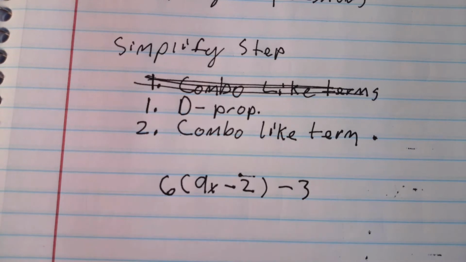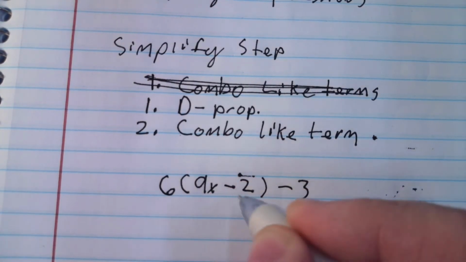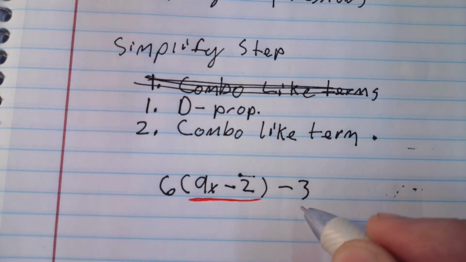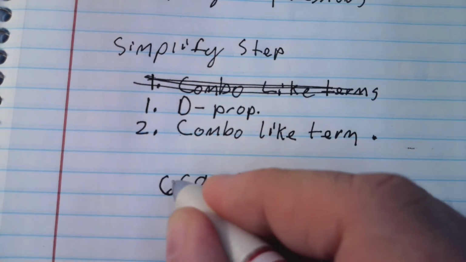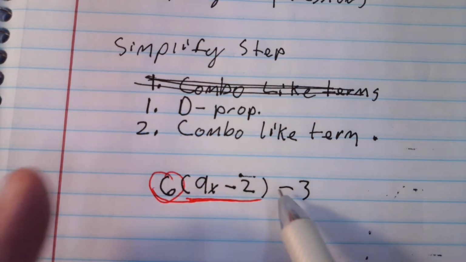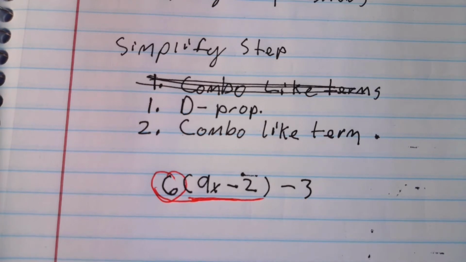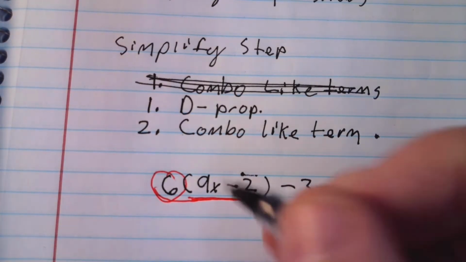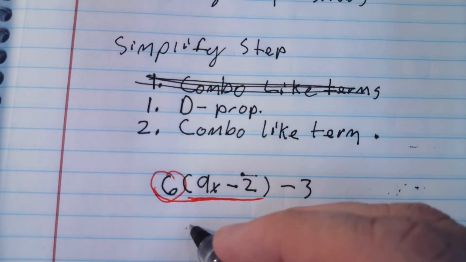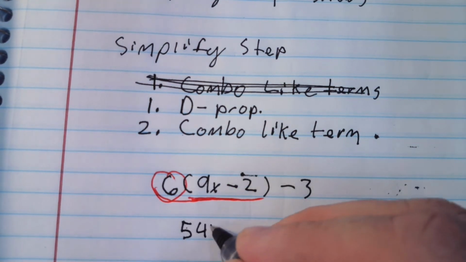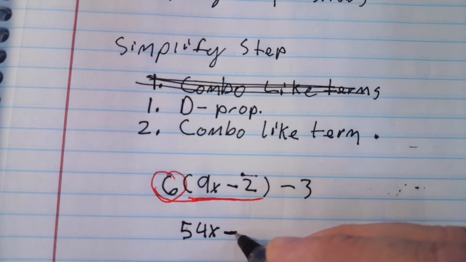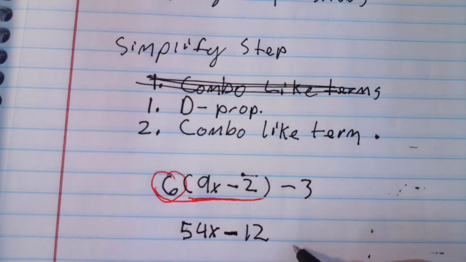So what I like to do is go, okay, this parentheses is right here. Who's going to go with this parentheses? Who's the distributive property? Well, it's going to be this guy. That's separate. So let's do one step at a time. This is a distributive property, so we're going to go 6 times 9. That's going to be 54x. 6 times negative 2, that's going to be negative 12. And I'm just going to carry this down and write it.